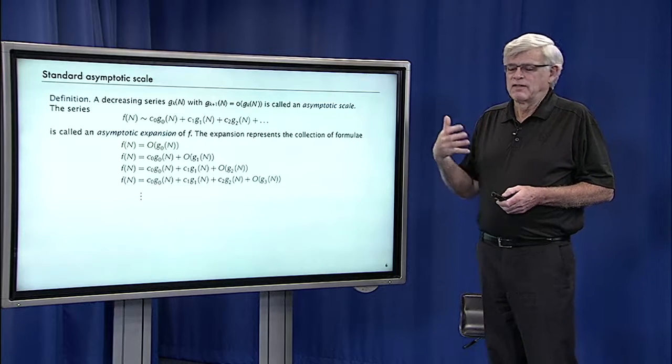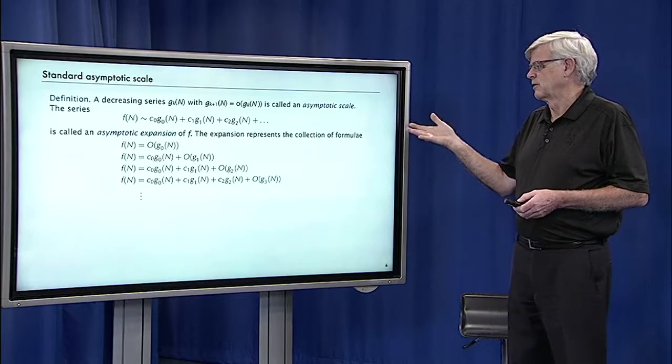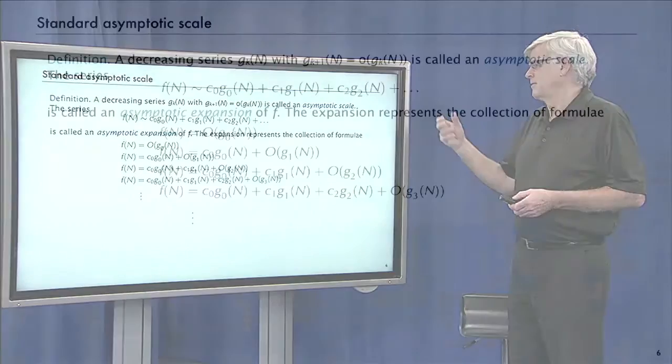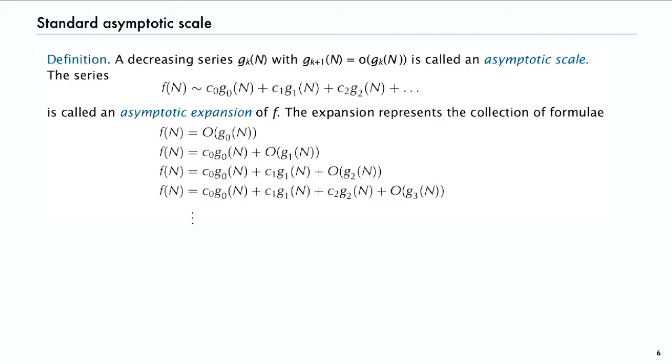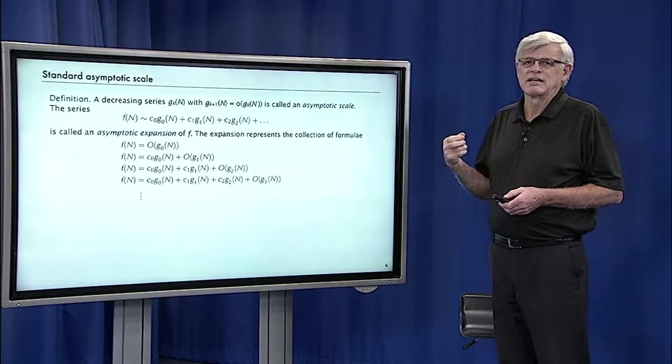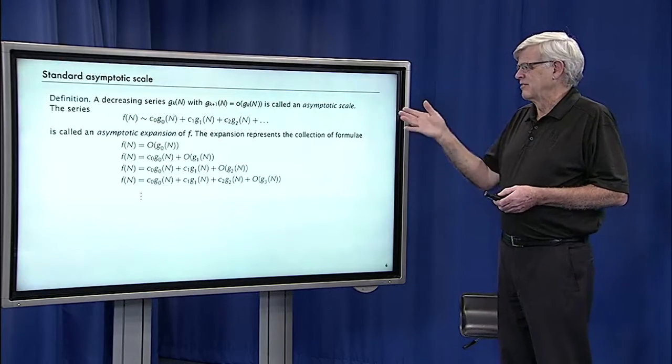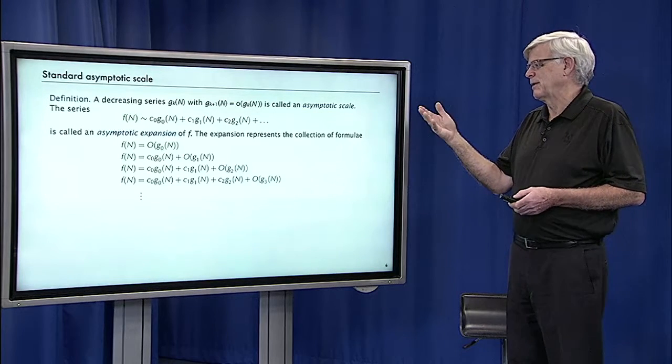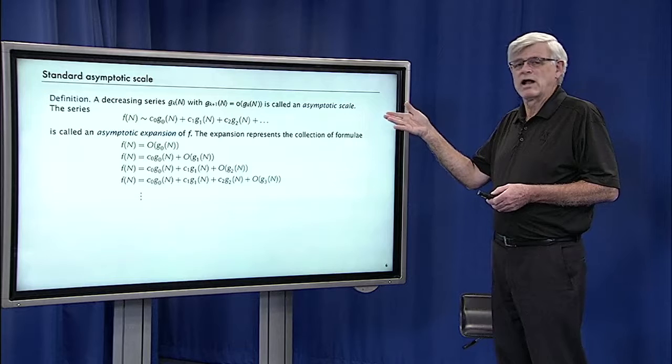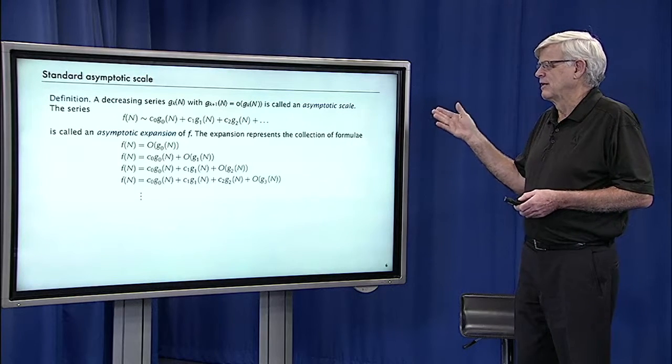So now with that background, what we're looking at is developing a series of functions. If we have a series of functions, g sub k, with g sub k plus 1 equal little o of g sub k, so that's an asymptotically decreasing series of functions, then if we write f of n as a linear combination of those as they decrease, we call that an asymptotic expansion of the function f. And since the functions decrease, the expansion is supposed to get more accurate as we add more and more terms.